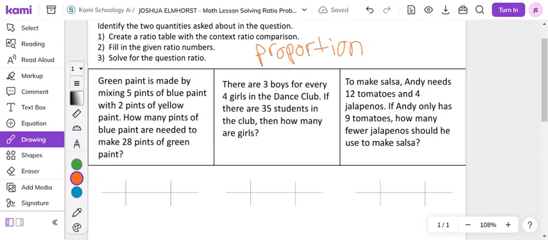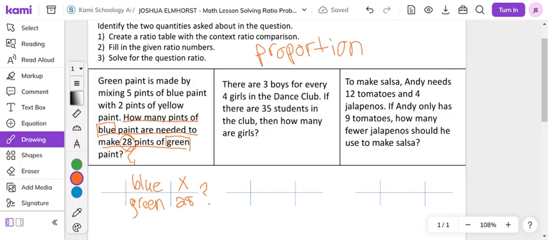So we take a look at the first one. We have green paint is made by mixing 5 pints of blue, 2 pints of yellow. So we go down here to the question, how many pints of blue paint are needed if you need to make 28 pints of green? So the linked ratio is looking at blue and green. We have the question side of this proportion, and it says how many blue. So blue is the question, and 28 green is where we need to get to on the solving side.